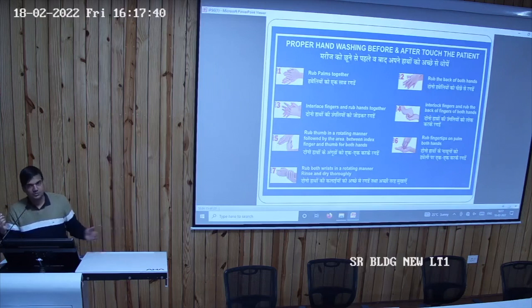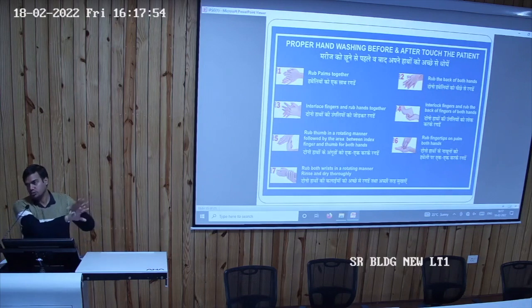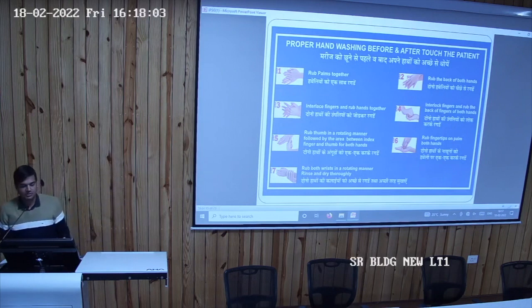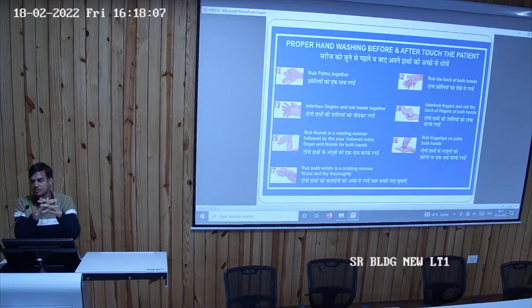These are the 7 steps. So you take alcoholic hand rub in your hand. First of all, wet all the surfaces of your hand. Then rub palm to palm. Then rub the back with the palm on both hands. While you are coming down, just ensure that your fingers pass through the webs, because that must be clean. In the third step, interlock all the fingers and just rub them.